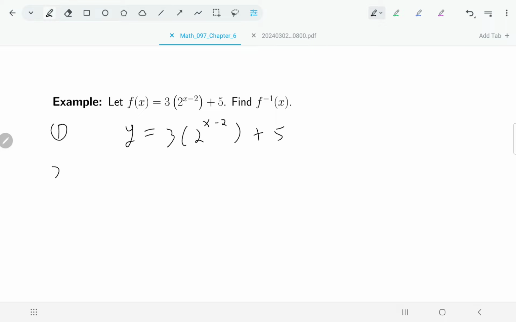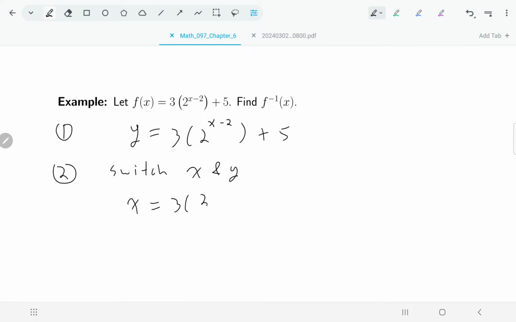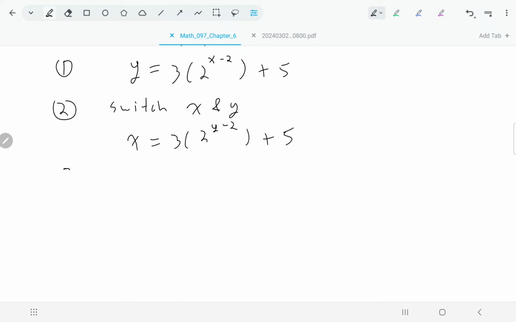And then the second step was to switch our x's and y's. So it's going to be written as x equals 3 times y to the power 3 times 2 to the power of y minus 2 plus 5. And now the goal is for us to now solve for y. And once we solve for y, we'll know what the inverse function is.